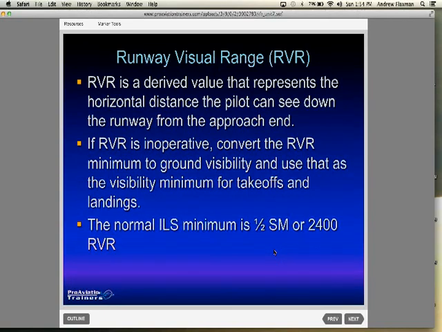So the normal ILS minimums is half statute mile of visibility or 2,400 feet RVR.